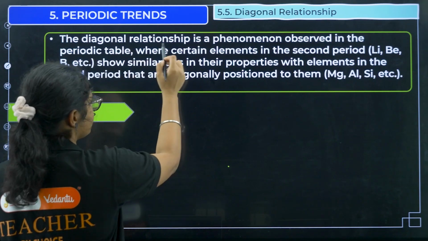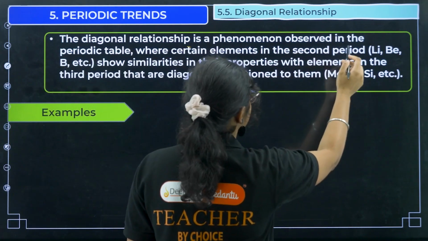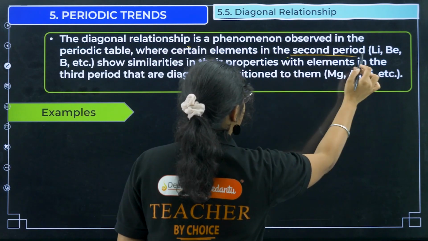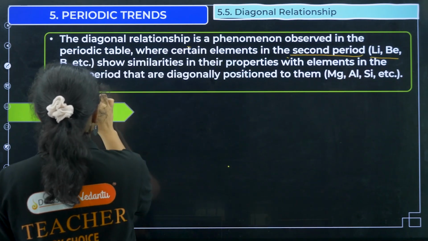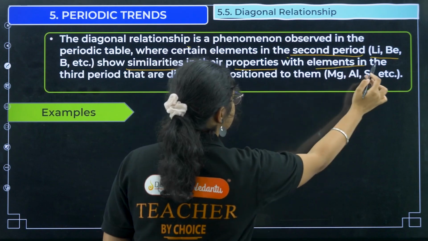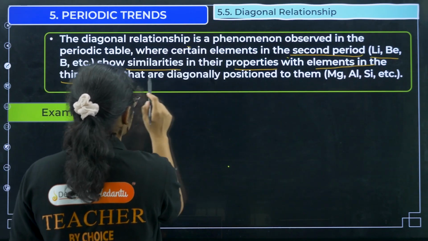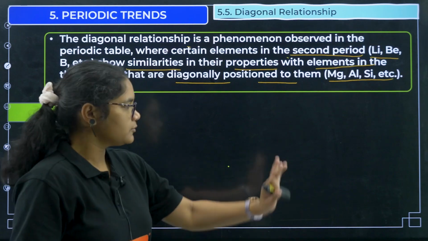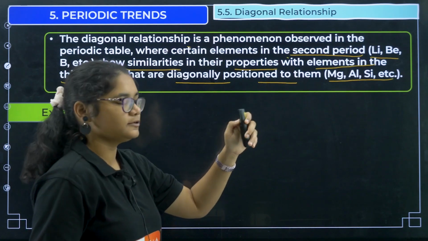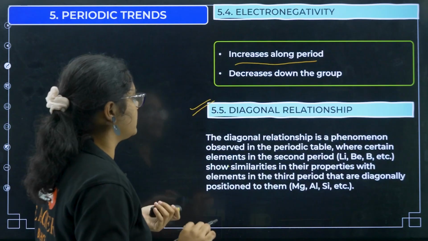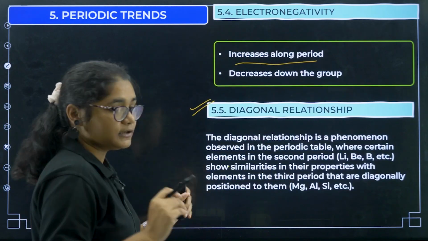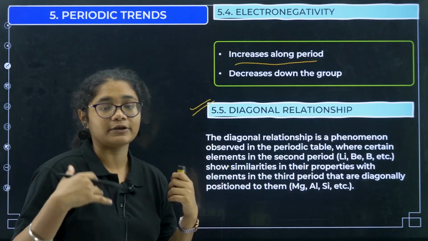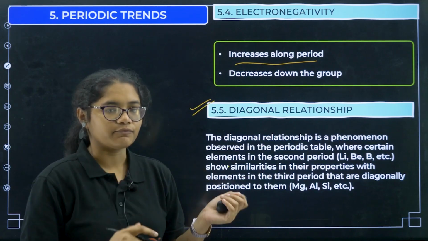Diagonal relationship is a phenomenon observed in the periodic table where certain elements in the second period, lithium, beryllium, boron, show similarities in their properties with elements in the third period that are diagonally positioned: magnesium, aluminium and silicon. Before we check that, let us imagine the periodic table. I have not given you the periodic table photo here, so that we can draw the elements and try to memorize the position of the elements.